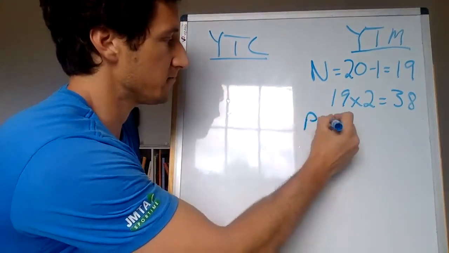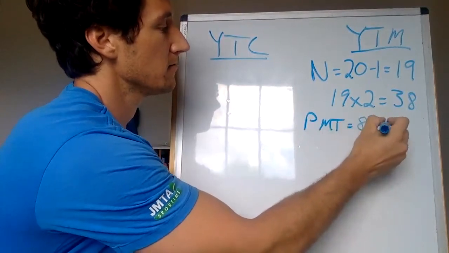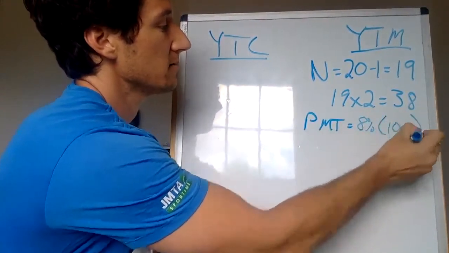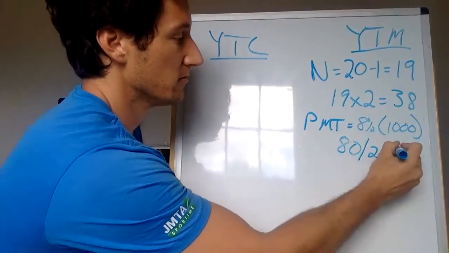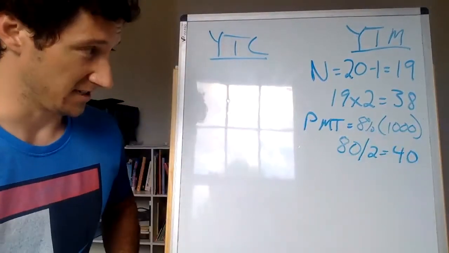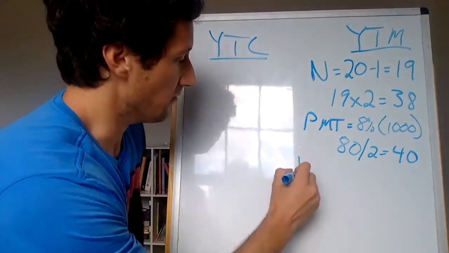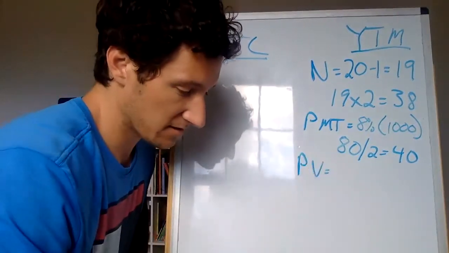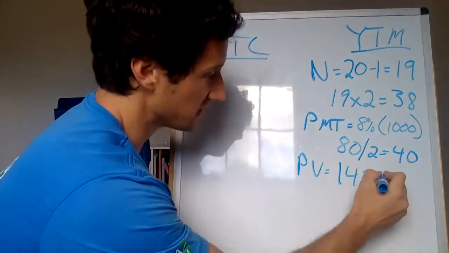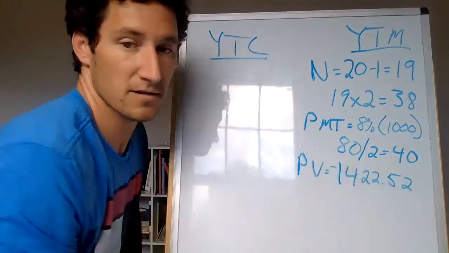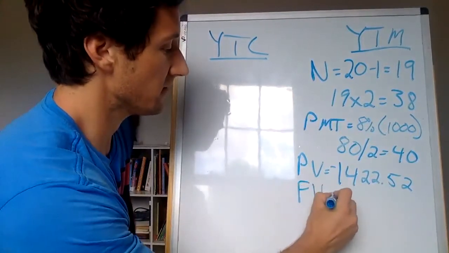All right, the payment, we're told, is 8% times 1,000. So $80, but again, divided by 2, semi-annual. Get all these things consistent in payment and I/Y. Present value, the cost of the bonds, $1,422.52. And what else do we have? Future value, 1,000.